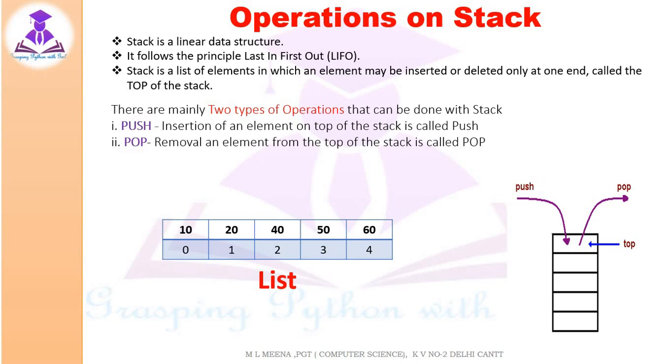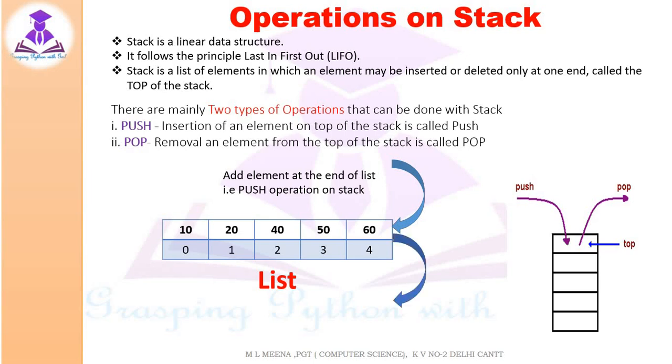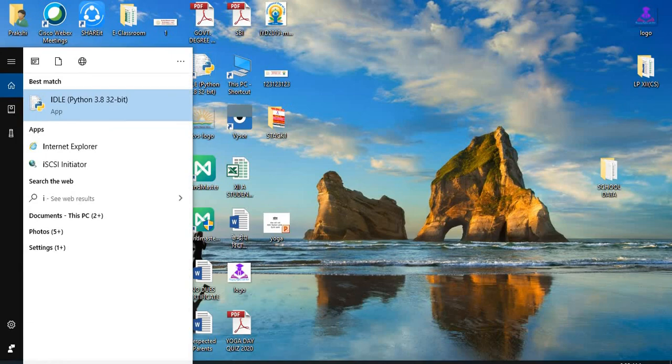As per the diagram, you can see a list which has 5 elements. If you want to insert an element at index 5, it is called push operation. If you want to delete an element, deletion can be performed at index 4. It is called pop operation of the stack. Let's start programming with Python.